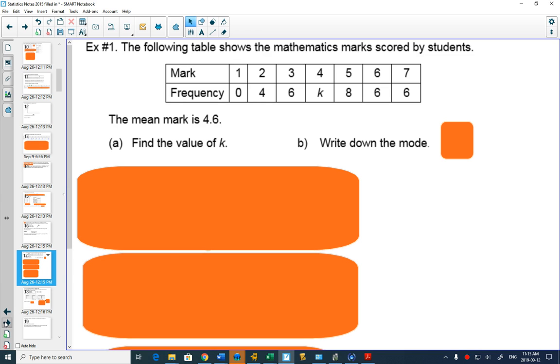There's our IB marks, 1 to 7. There's our frequency. The average was 4.6. Find k. Then b, write down the mode.